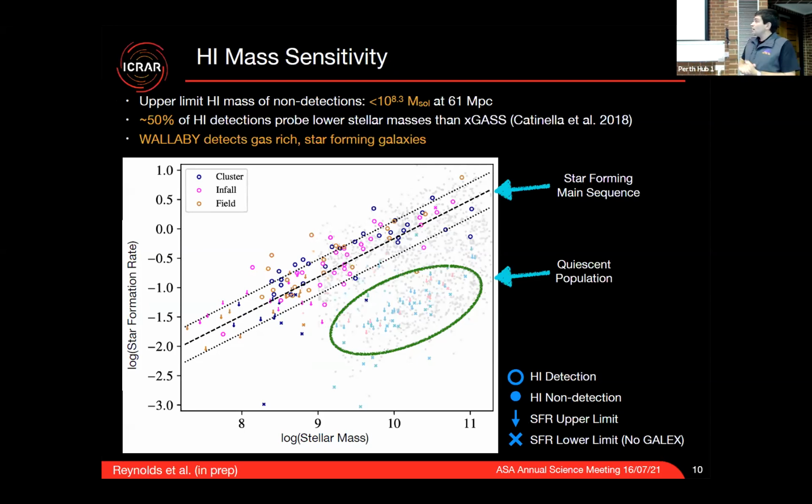And then here showing the star formation rate versus stellar mass with the star forming main sequence as the dashed line. All the galaxies Wallaby is detecting lie on and around the main sequence. And so from this plot and the previous one, the takeaway message is that Wallaby is detecting gas-rich galaxies and galaxies which are star forming, which isn't unexpected. Wallaby is a blind survey, so those are the galaxies that you would tend to observe. But it's nice to actually characterize that.